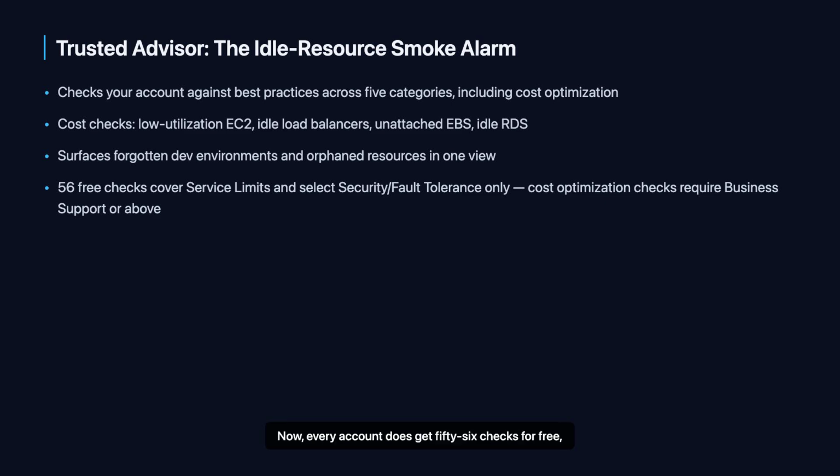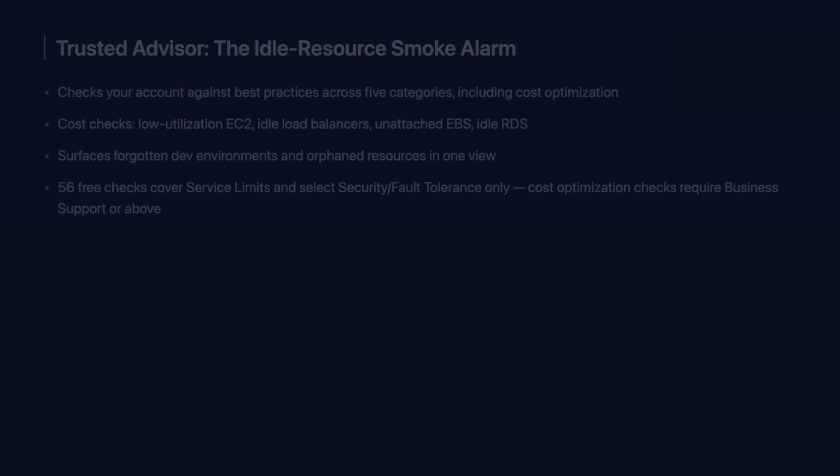Now, every account does get 56 checks for free, but those free checks cover only service limits and a handful of security and fault tolerance checks. None of the cost optimization checks are in that free tier. To unlock cost checks, the ones that actually flag idle resources, you need business support or above. So if a question specifies the free or developer support tier, those detailed cost checks aren't available.